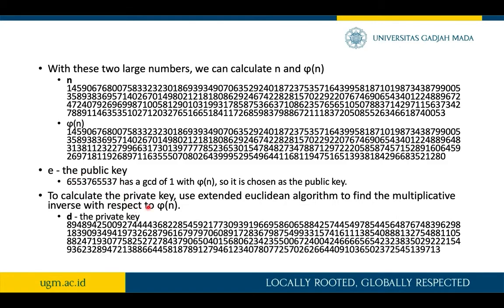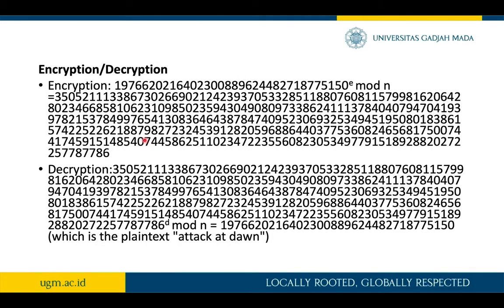To calculate the private key, we can, for example, use the extended Euclidean algorithm, like what has been discussed in discrete mathematics. The result here is this number. So the inverse of this is this one, very large numbers. And then for the encryption, we just do exponentiation of the message to the power of E modulo n, and this is the result. For the decryption, we just use the formula, exponentiation of this one to the power of t modulo n, and this is the result. The result here should be the same as the plain text. The plain text here is this one.